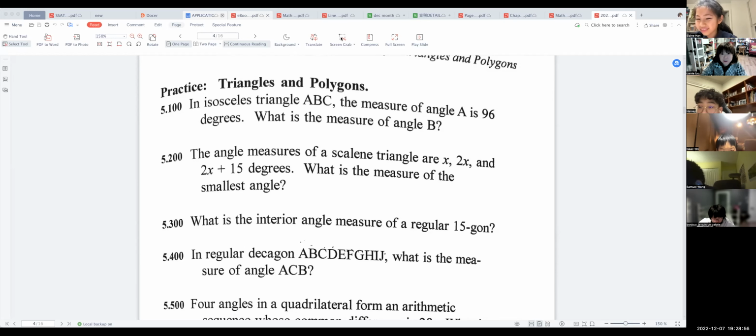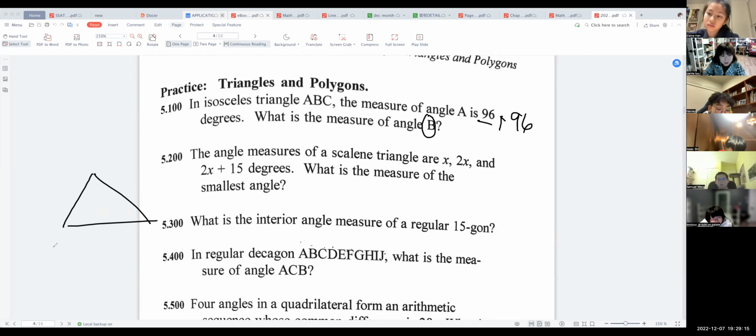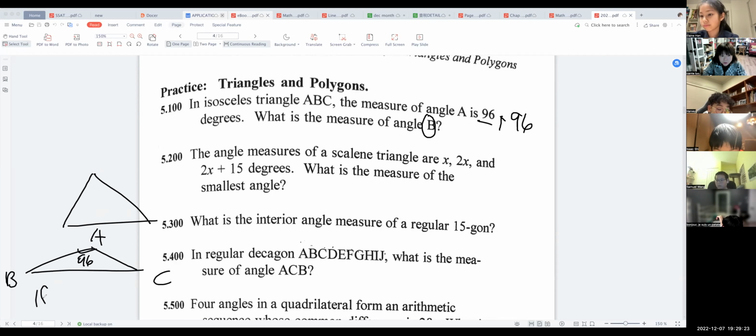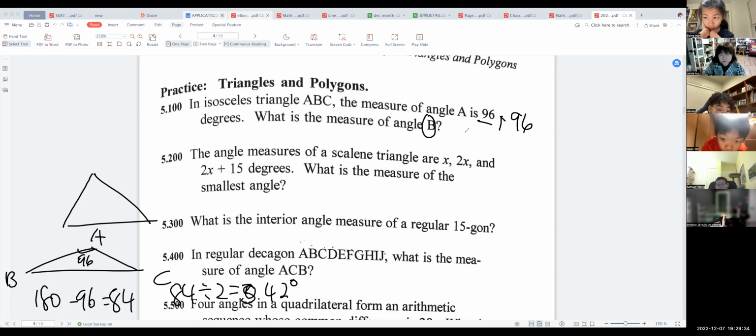好,这道题目非常简单,对不对? Okay, very easy. But the thing is, I want you to make sure, 这道题目没有图,对不对?那你要知道这个A确定它是什么,对不对?好了,有些小朋友说九十六,那它是isosceles,那另外一个也是九十六,可不可能呢?九十六加九十六is already over 180, right? So I know 96 must be the bigger one, 对不对? Okay, so this one is A. So B and C: it's 180 minus 96 equals 84. So 84 divided by 2 equals 42. So B equals 42.